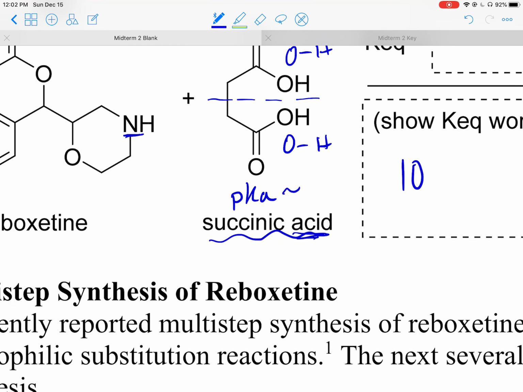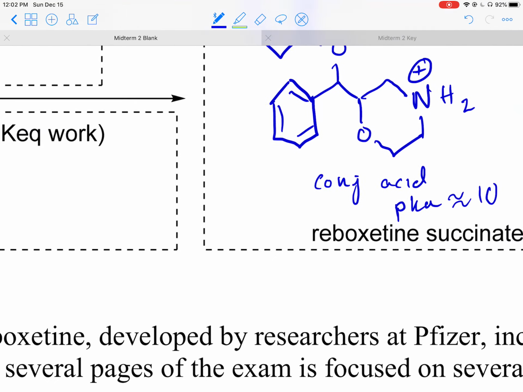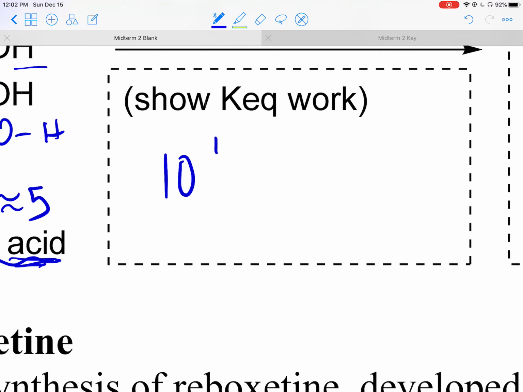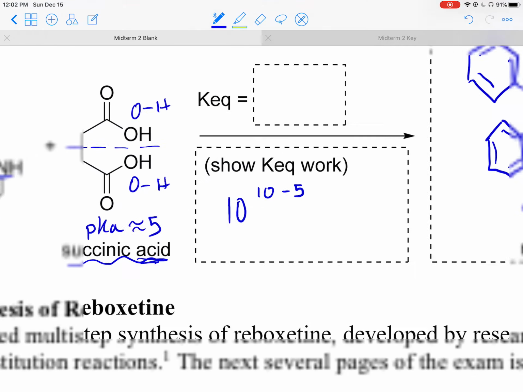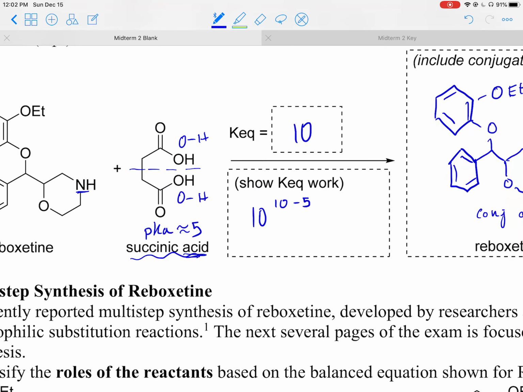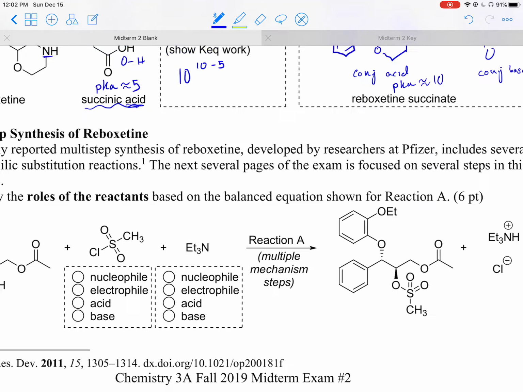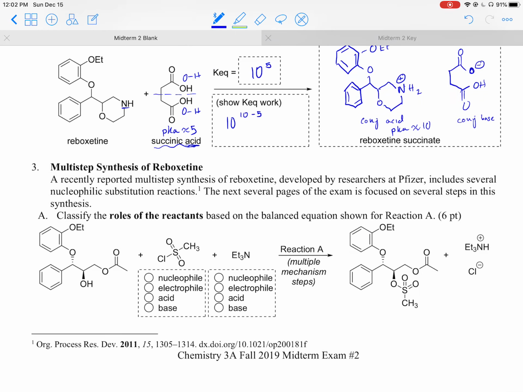pKa is 5, and its conjugate acid is 10. So again, we're going to do 10 to the 10 minus 5. So that's going to be KEQ equals 10 to the 5th. If you haven't already done your cheat sheet and you're in the class right now, I recommend putting the pKa's of all those things we're supposed to have memorized on your cheat sheet, because I know I forgot them.